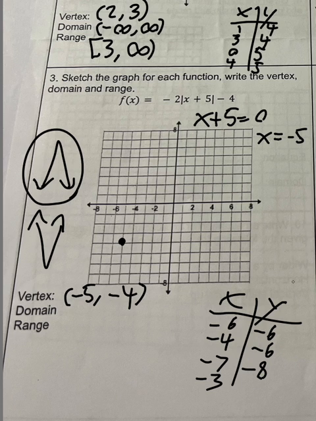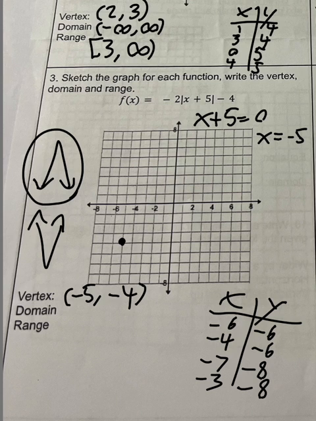But let's double check. So negative 3 plus 5, that'll be positive 2. And the absolute value of positive 2 is still positive 2. And so we have negative 2 times 2, which is negative 4. And negative 4 minus 4 is equal to negative 8. So they are all equal here.